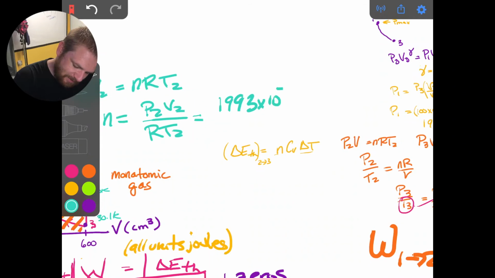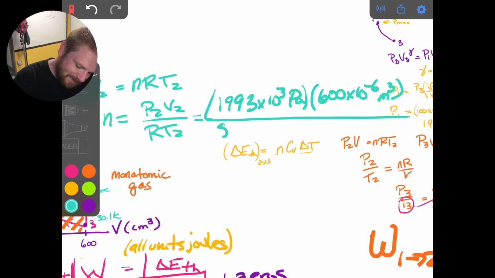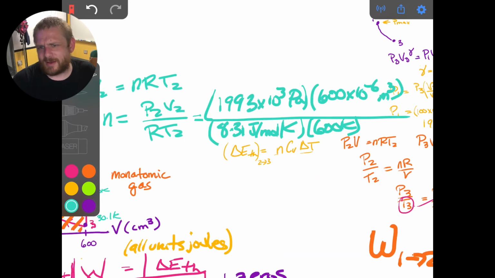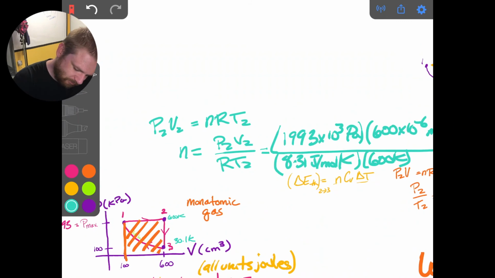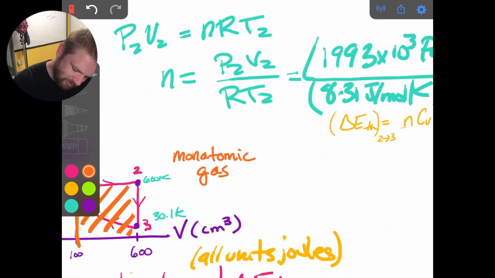1,993 times 10 to the 3 pascals times V2, which was our volume there, and it's the large volume, so that's going to be 600 times 10 to the minus 6 cubic meters, divided by R times T. R is 8.31 joules per mole Kelvin. And the temperature is 600 Kelvin. So plugging this into our calculator, we calculate the number of moles to be 0.238 moles. Gotta go ahead and write that on our chart as well.